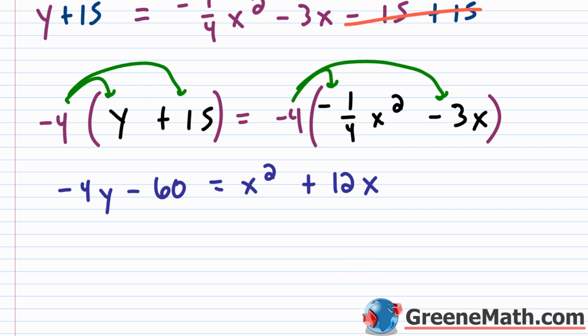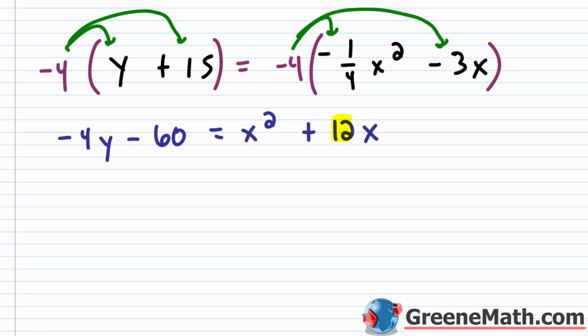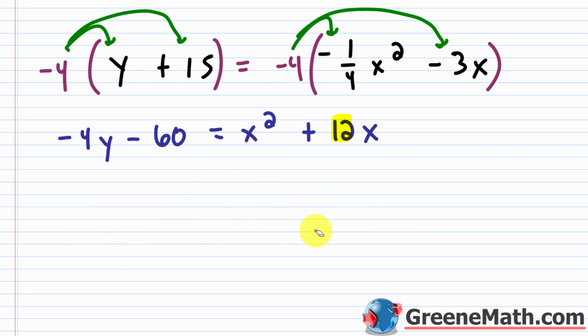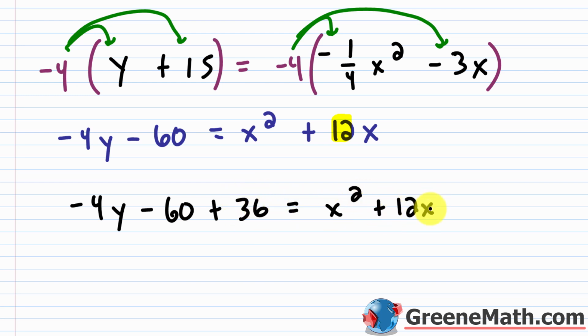So here's where I'm going to complete the square. So again, I'm looking at the coefficient of x to the first power, which is 12. I'm going to cut it in half, and then I'm going to square it. So we're going to say that we have 12 times 1/2 squared. This equals 6 squared, which is 36. Remember, keep that number 6 in mind because when you factor, you need that. This is going to turn into x plus 6 quantity squared. So we're going to add 36 to both sides of the equation. So we have -4y minus 60 plus 36, let me fix that, is equal to x squared plus 12x plus 36. So I added 36 on the left, and then I added 36 on the right.